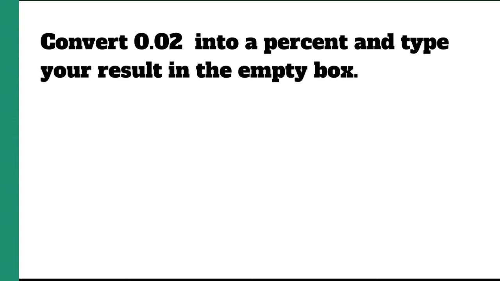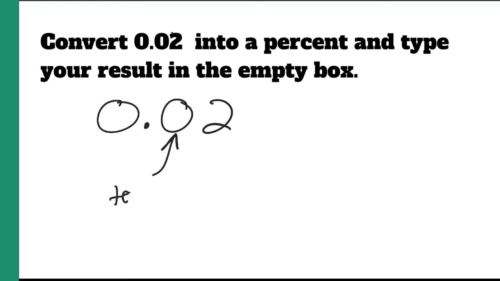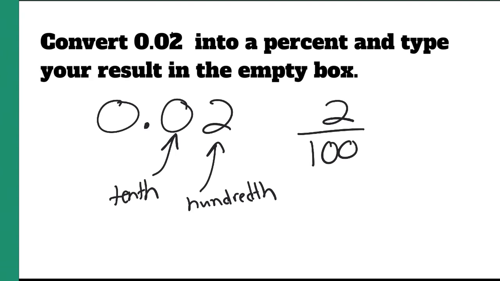Convert 2 hundredths into a percent and type your result in the empty box. If you typed it wrong, I did go back and correct your answer and gave you points if it was correct, but some of us are writing 20%. Okay, if we read this, we have to know our place values for decimals. If you do not know your place values for decimals, you really need to work on them. This is your tenths place. This is the hundredths place. So that means that 2 is 2 hundredths, which if I have 2 out of 100, that is 2%.